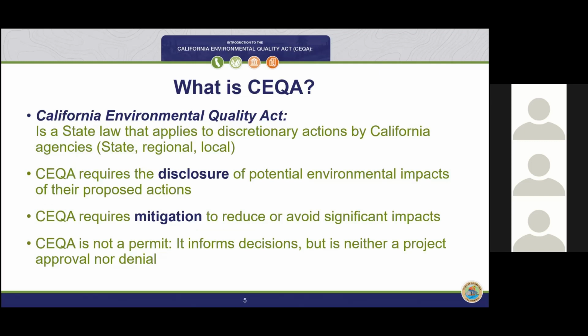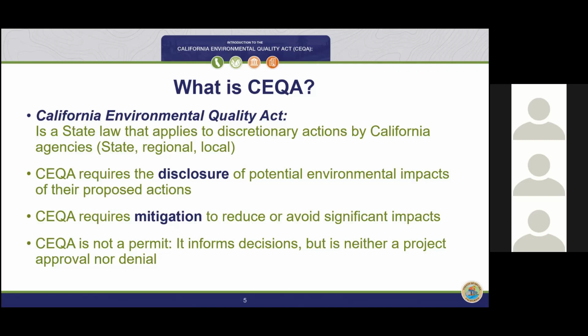At its core, CEQA is intended to be a disclosure document. That means CEQA requires the disclosure of potential environmental impacts of proposed actions or proposed projects. CEQA requires mitigation to reduce or avoid significant impacts that are found during the process. CEQA is not a permit. It's merely meant to inform decisions and doesn't approve a project or deny a project.